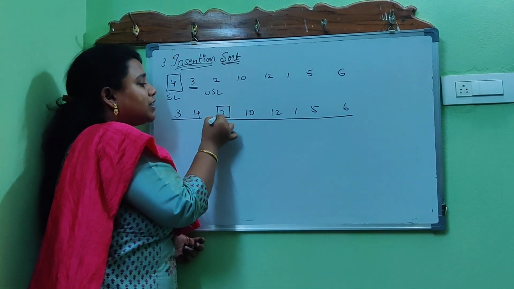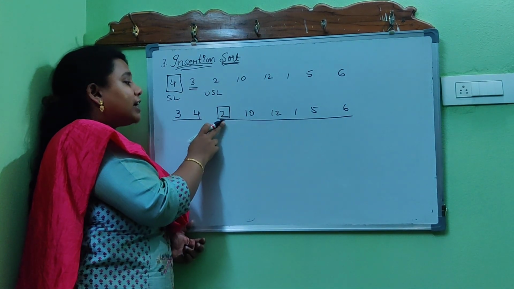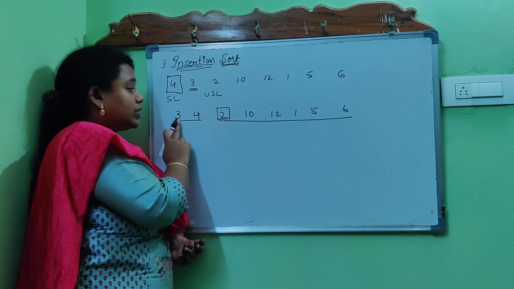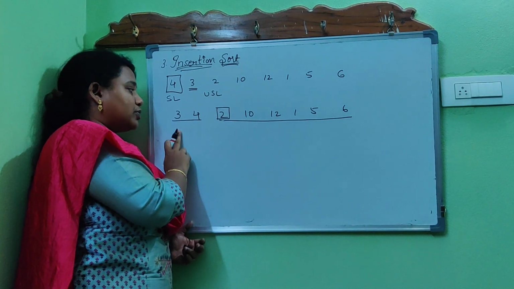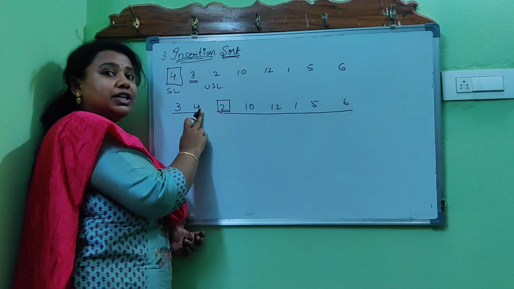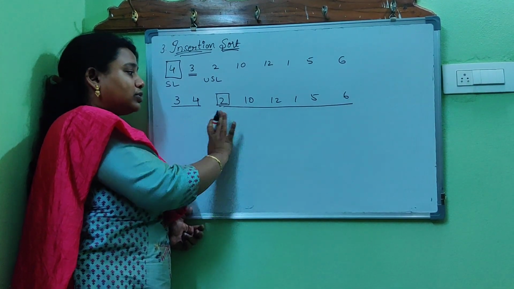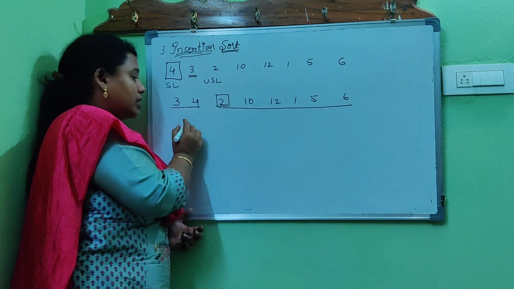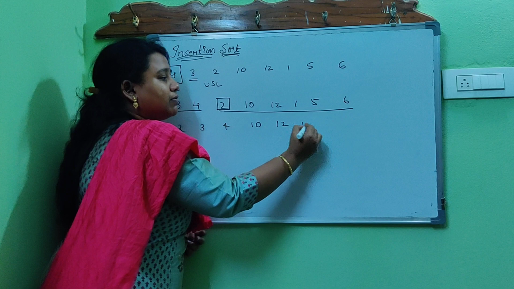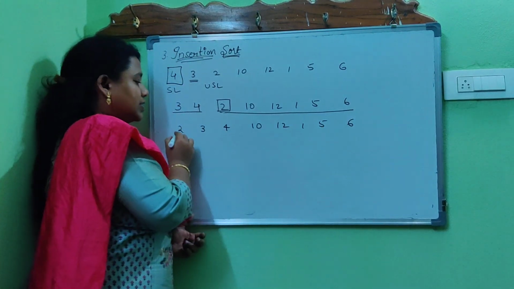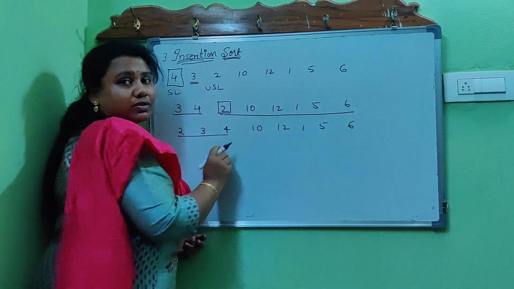What is the first element of the unsorted list? 2. Now we have to find a suitable position for this 2 in this sorted list. What is the suitable position for 2? The first position. So automatically 3 and 4 will be pushed backwards. Now 2, 3, 4, 10, 12, 1, 5, 6. So this is the sorted list and this is the unsorted list.